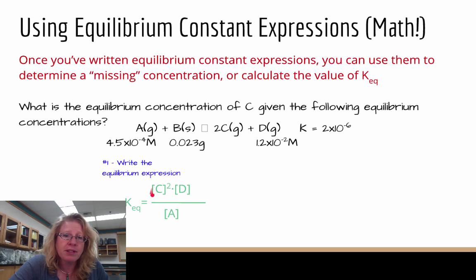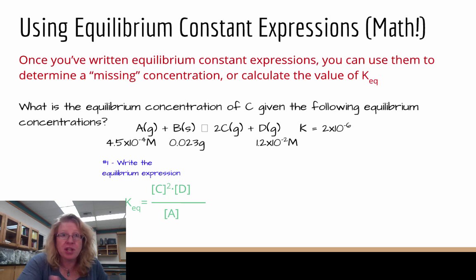So you should have our products on top. C is squared because of the 2 in the balanced equation, times the concentration of D, which is our other product, divided by the concentration of A. And again, B is left out because it's a solid. It's a heterogeneous reaction, so it's not included. So there's our KEQ expression.